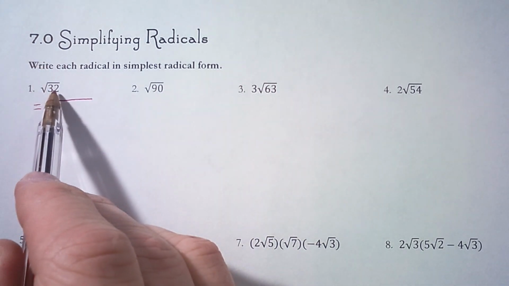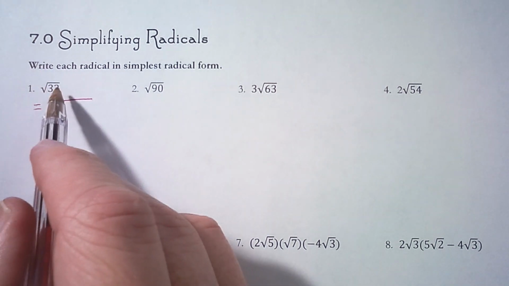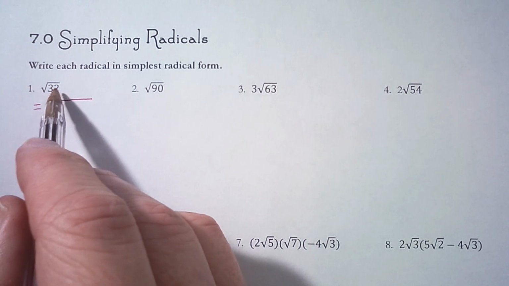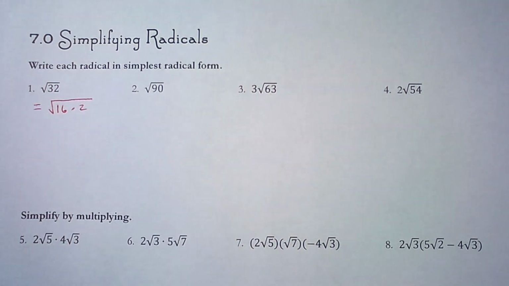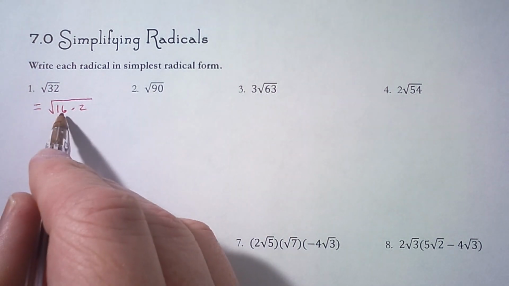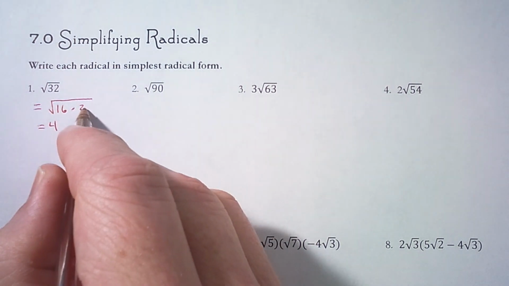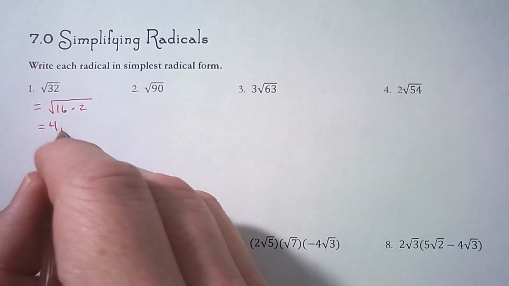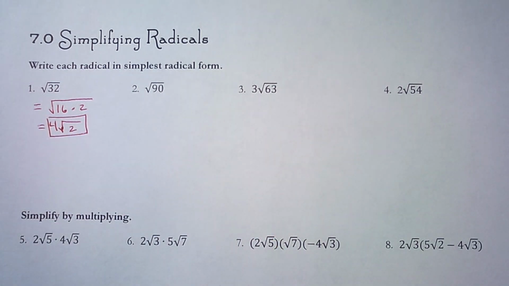And I'm going to try to think of a square number that goes into 32. The biggest square number I can think of would be best. Okay, so a square number is a number whose square root is a whole number. 16 goes into 32, and 16 is a square number. 16 times 2 is 32. The square root of 16 is 4, so I can bring a 4 outside. And 2 is not a square number, and I can't find any square numbers that go into 2, so 4 times the square root of 2 is my final answer.